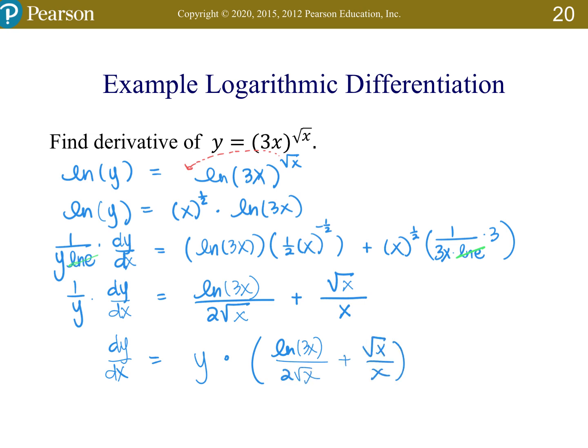And then just change your y to what y represented. And y was the quantity of 3x times the square root of x times all of that. Do not need to simplify, do not need to distribute. You can just leave it like that.